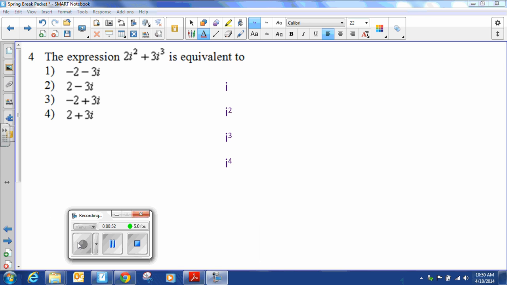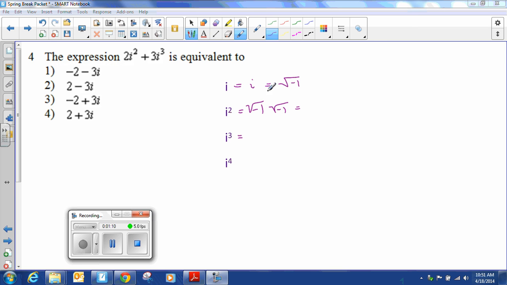Number four, 2i squared plus 3i cubed is equivalent to which expression? You must memorize what i squared, i cubed, and i to the fourth are, and anything beyond that follows a pattern. You can also use your calculator to plug these in, and it will give you what it is equivalent to. So here's the explanation.